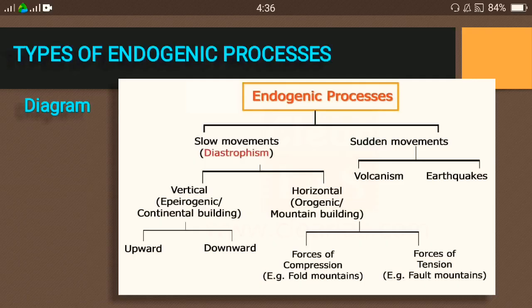Okay, we have here the diagram of endogenic processes. We have the slow movements, diastrophism, which is referred to as tectonic movements, which includes the continental building or epeirogenic, which includes the divergent plate boundary, and the orogenic mountain building, which includes the convergent and the transform plate boundaries. And we have the sudden movements, the volcanism and the earthquakes.